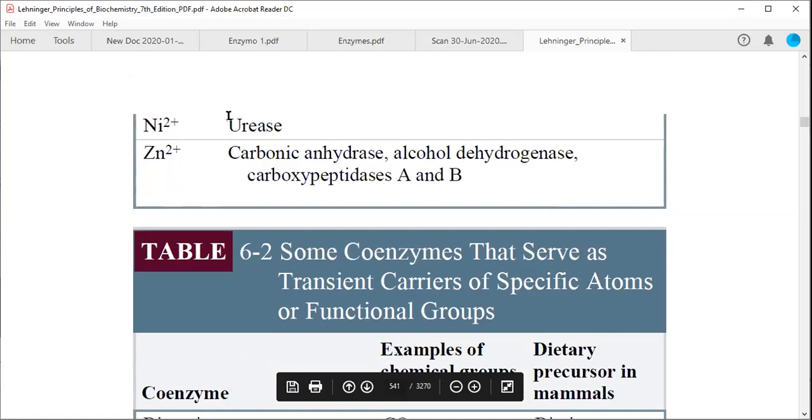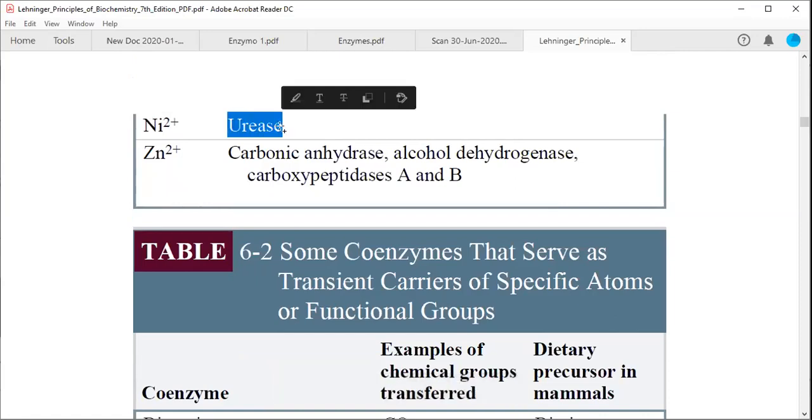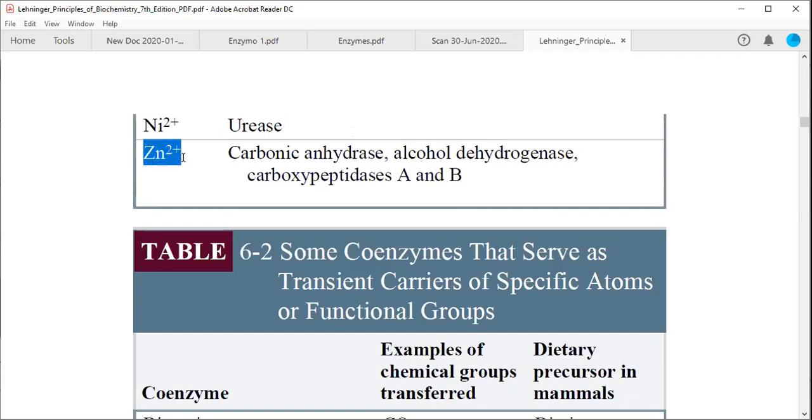Whereas nickel is required in urease. The first enzyme which was crystallized was urease. So you can write a note here: this was the first enzyme to be crystallized and identified to be a protein, by Sumner. This requires nickel ion. Then this has also been asked.